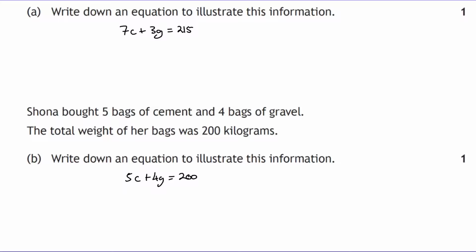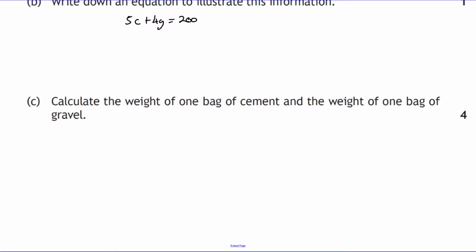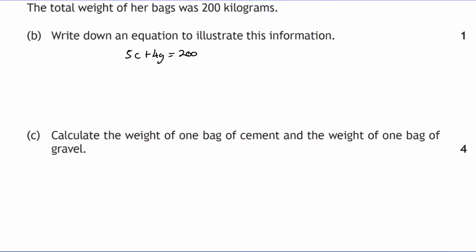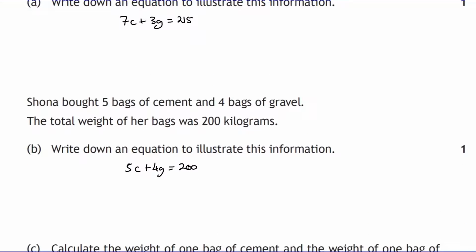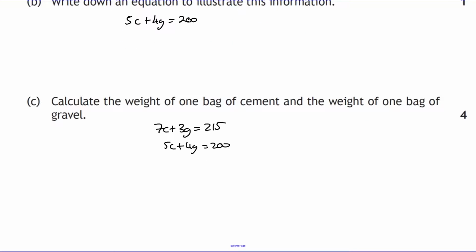And this is leading into simultaneous equations. You can see your standard kind of form an equation, and then solve to find the weight of one of the bags or both bags. So let's write our equations down here. 7c plus 3g is 215. And 5c plus 4g equals 200. Okay, so I'll call this equation 1 and 2.